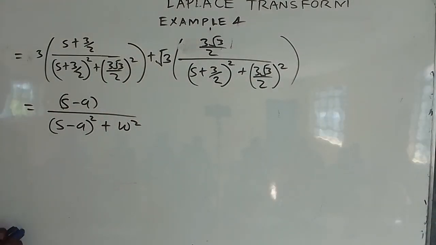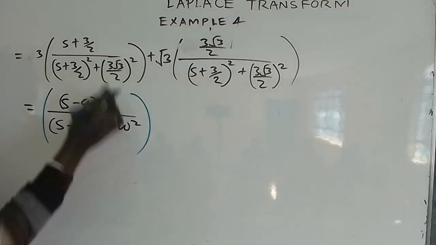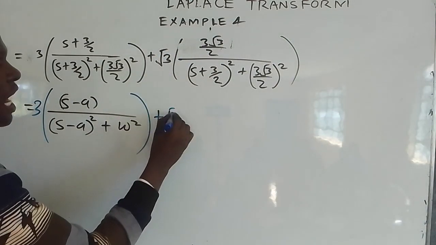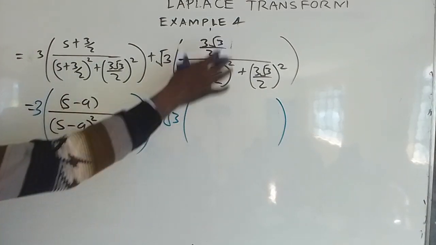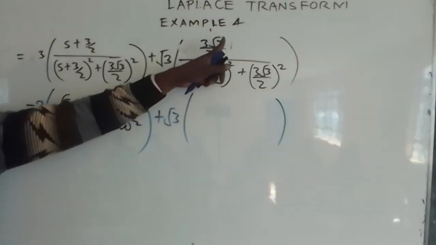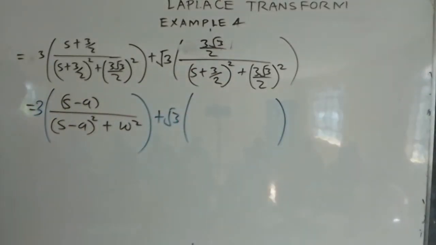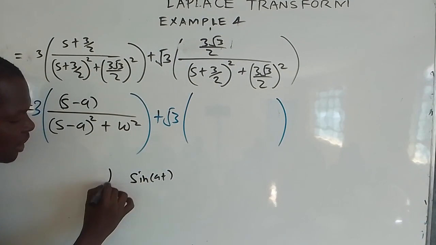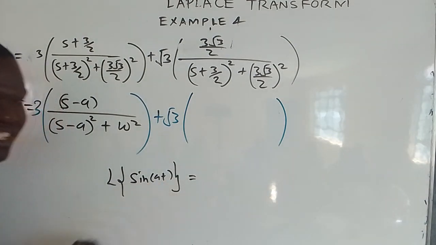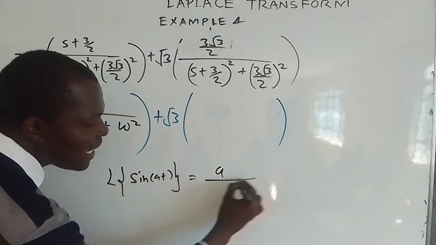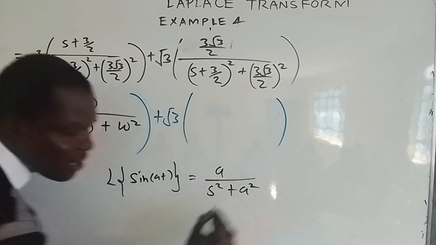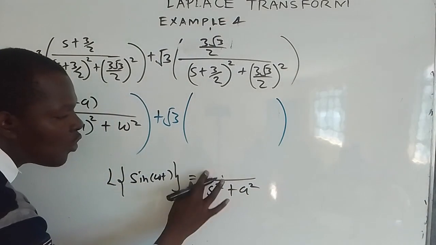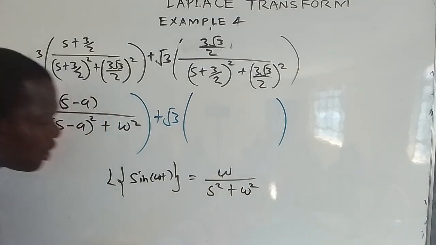Move on. So this is what is inside this first bracket, and we have 3 outside, isn't it? Then the second part, we have root 3 outside, and what is inside the bracket? When you have a constant over that, it was sine, isn't it? So the Laplace transform of sine AT, what were you getting? You were getting A over S squared plus A squared. Then if you change A to be W, where there is A, you put W.